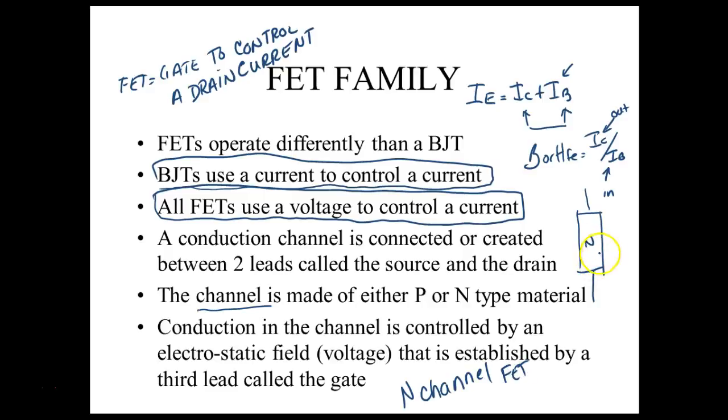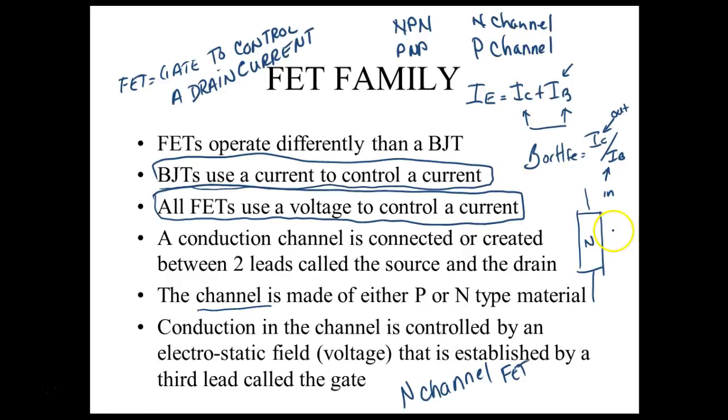Now vice versa, if the channel was made out of a P material, then we would refer to that as a P channel. So similar to BJTs, we have what we call an NPN transistor, and we have what we call a PNP transistor. Well, in FETs, we have what we call an N-channel FET or transistor, and we have what we call a P-channel FET. So that's the big difference.